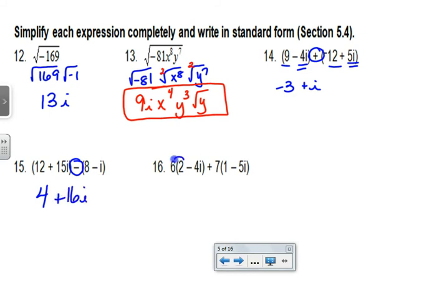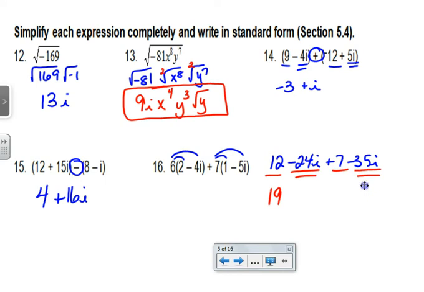Number 6 has a little bit more complications in it because you need to distribute the coefficients into the parentheses first, so you really have a 12 minus 24i plus 7 minus 35i, and now you just need to collect your like terms. So 12 plus 7 is 19. Negative 24i minus 35i is negative 59i. Okay, good.